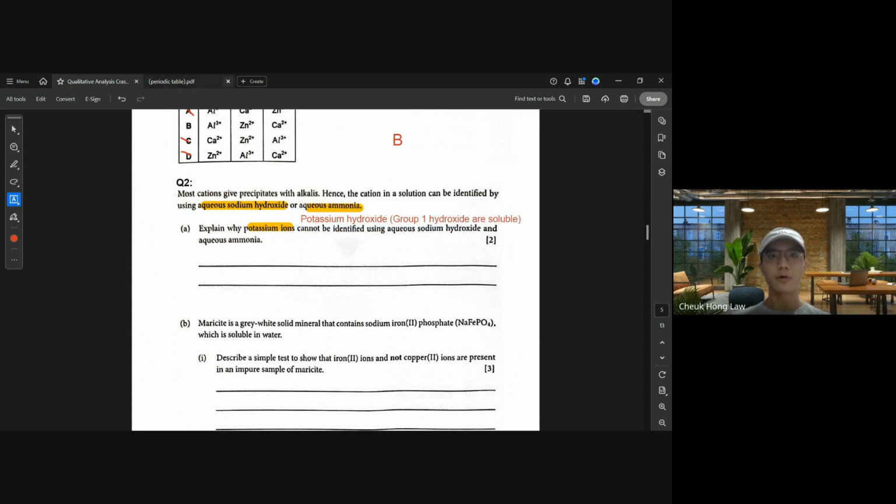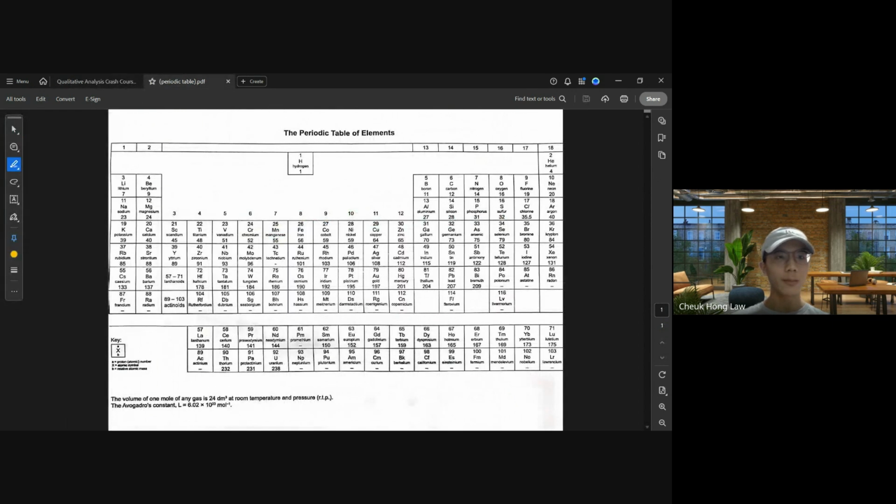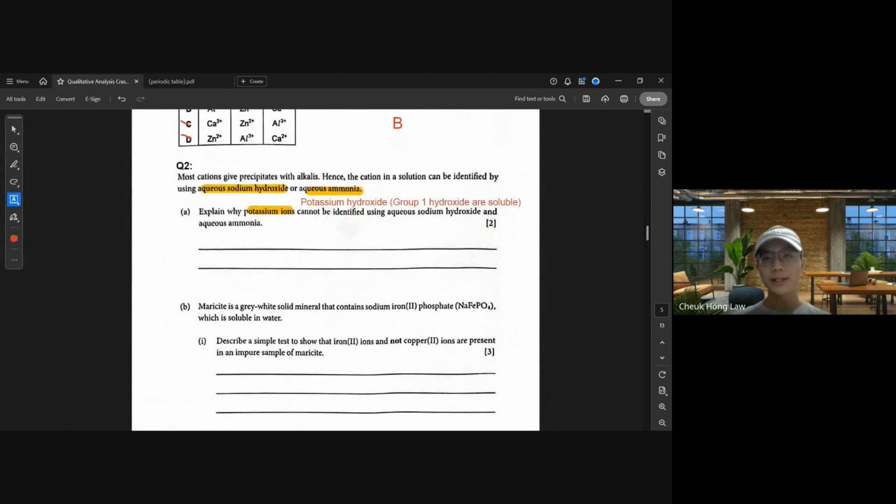And potassium is in group 1, right? If you look at the periodic table, potassium is here in group 1. Okay. So potassium hydroxide is soluble and therefore it won't be a precipitate, right? It will just dissolve in the aqueous sodium hydroxide or aqueous ammonia because it will react with it. So that's your answer. Because it won't form a precipitate.